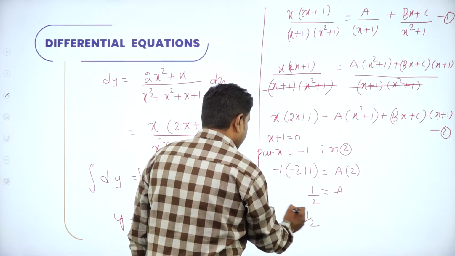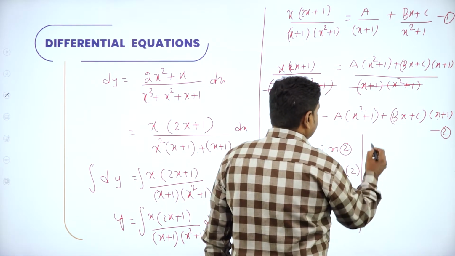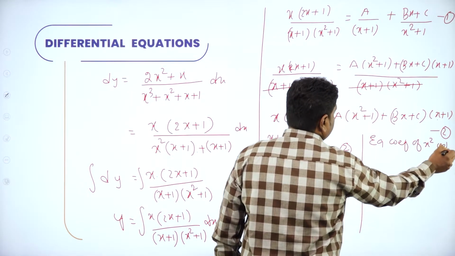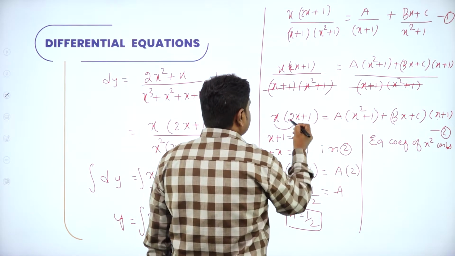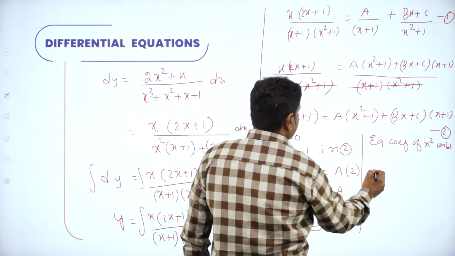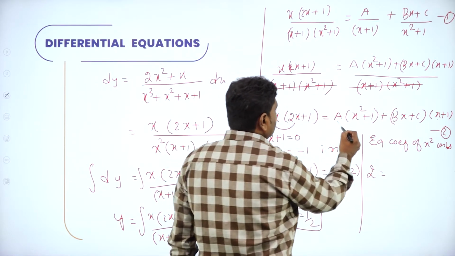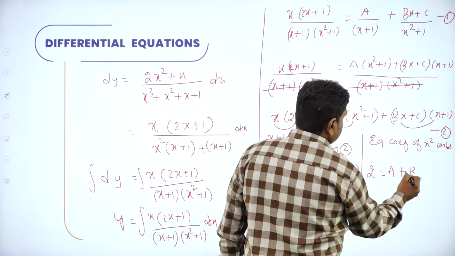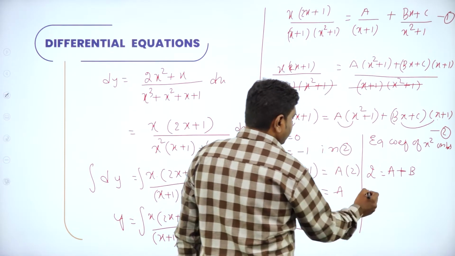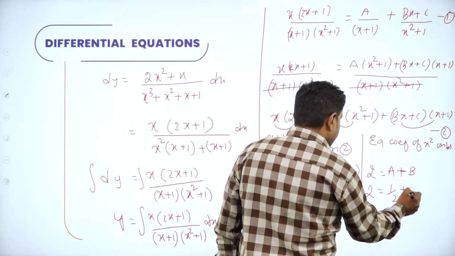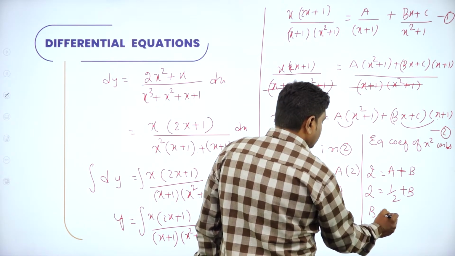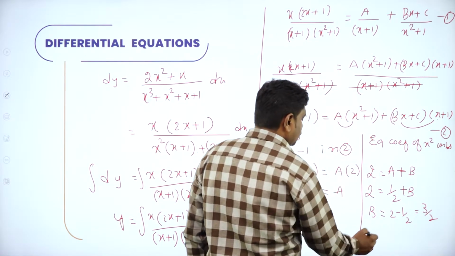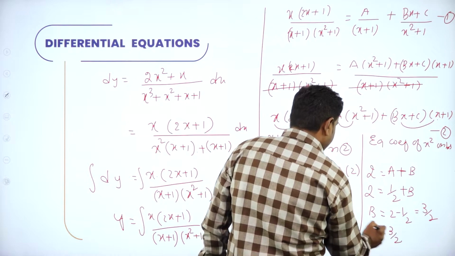What is a? Half. Now equate the coefficients of x square on both sides. So LHS 2x into x is 2x square. So we'll have 2. Here RHS will have a and bx into x will become plus b, and c will not have. So a is half. So half you substitute. So b will become 2 minus half. So 2 minus 1 by 2, it will become 4 minus 1, 3 by 2. You got b value 3 by 2.